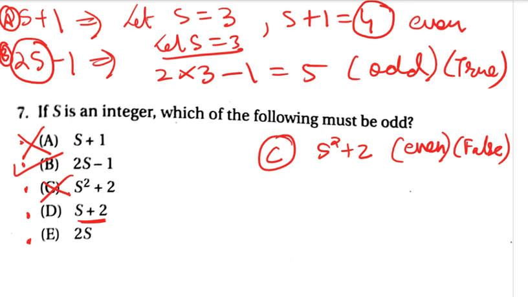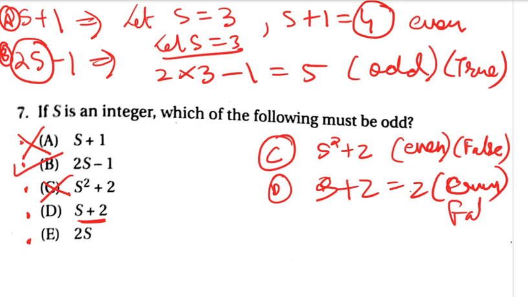Next, let's say S plus 2. It will remain even, but not always. S is an integer, so it can be odd, and it can sometimes give you even also. Let's say if I take S as 2, then S plus 2 will give me 4, and it will be even, then it will become false. Sometimes it will give you even, sometimes it will give you odd, so it does not come in the criteria.